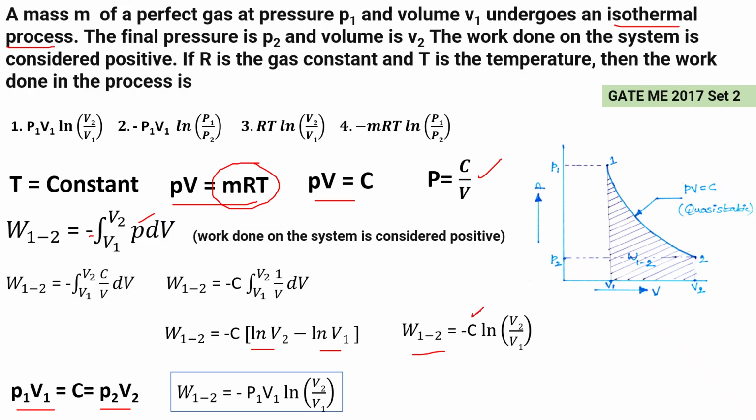So this equation can be written as work done 1 to 2 equal to minus P1 V1 Ln P1 by P2. So here observe, option 2 is minus P1 V1 Ln P1 by P2. So option 2 is the correct answer.